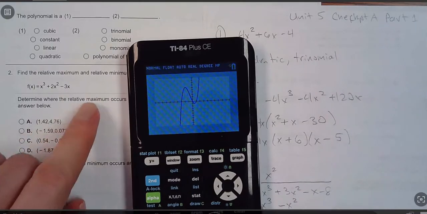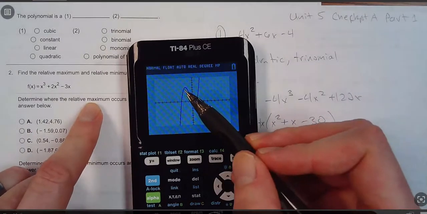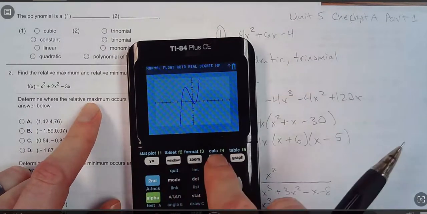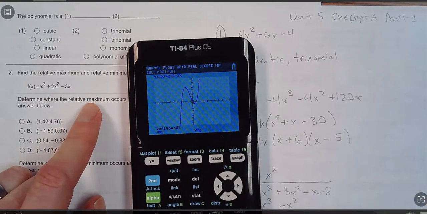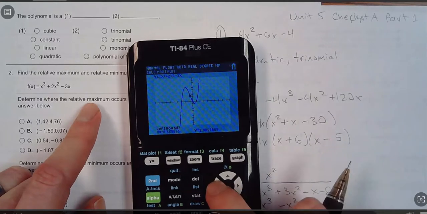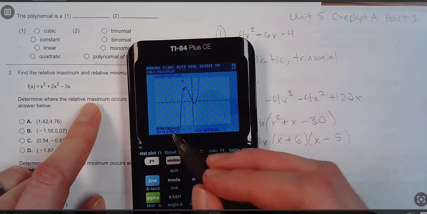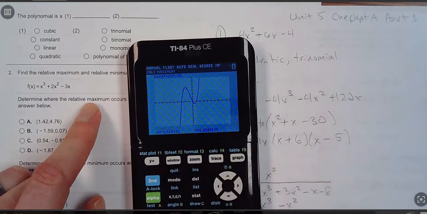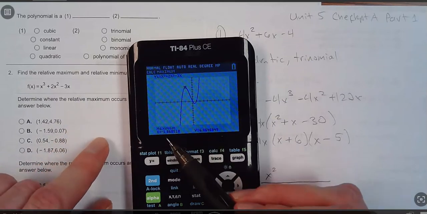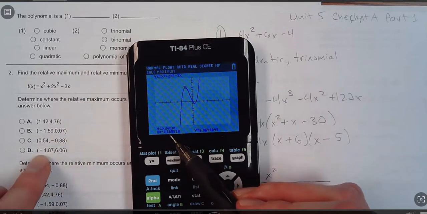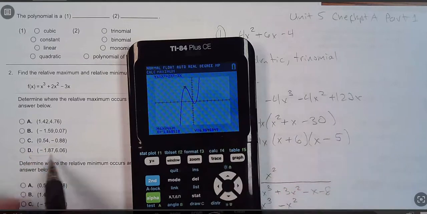If I'm looking for a maximum, first off, it's that point right there. But if I want to find that exact point, go second, calc, and I'm looking for a maximum. I need to make sure I'm to the left of that point. That point's somewhere up in here. Get a little bit to the left of it, hit enter. It asks for a right bound, get a little bit to the right of it, hit enter. For a guess, you can try to get a little bit closer, hit enter. And there's my maximum: it's 6.06 when x equals negative 1.86. Okay, so that's my letter D for my maximum.